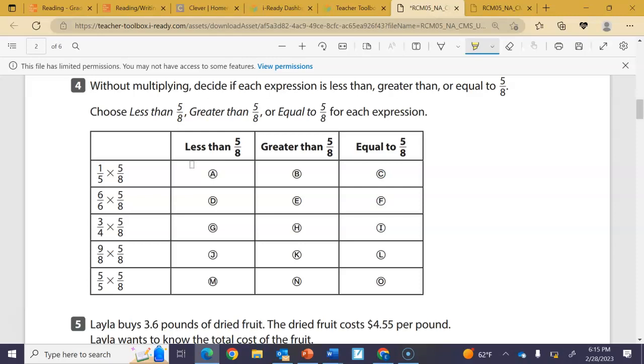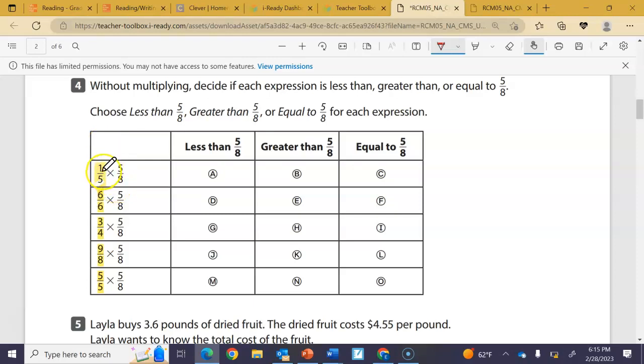All right, now I'll show you how to solve the problem. All right, so I went ahead and highlighted the main numbers that are different. So 1/5, 6/6, 3/4, 9/8, and 5/5. So we know that we're multiplying all of these by the same number. So we're more focused on the fractions. Are they less than 1 whole? Are they equal to 1 whole? Or are they over 1 whole?